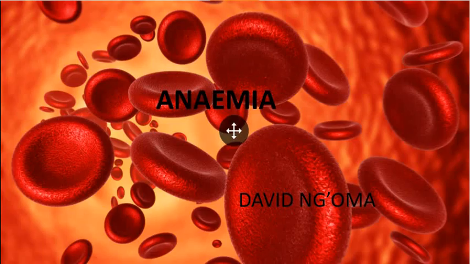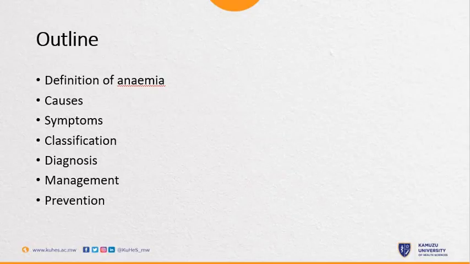So let's begin with the outline. We'll look at the definition, the causes, symptoms, classification of anemia, how to make a diagnosis, the treatment, as well as prevention of anemia.